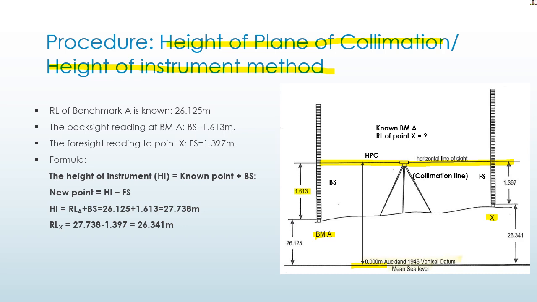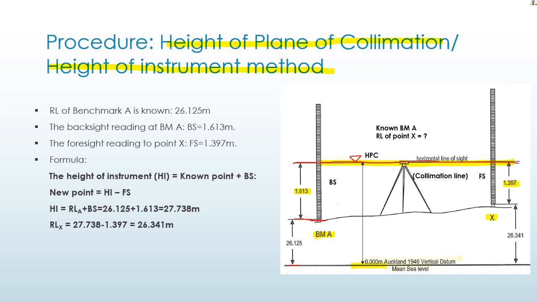So now you know the backsight and the foresight, and we calculate the elevation between A and X. We will start from the elevation of benchmark A, so from the datum to point A. And now we add the backsight. You will get the reduced level of the line of sight, or the instrument, or the plane of collimation. So they're all the same. So you get to this level.